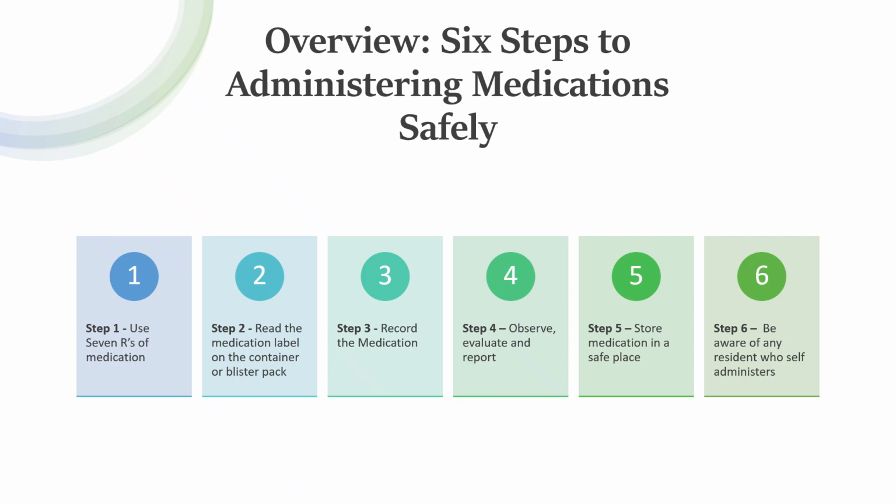Overview. 6 steps to administering medications safely. Number 1. Use the 7 rights of medications when reviewing medications. 2. Read the medication label on the container or blister pack. Step 3. Record the medication. Step 4. Observe, evaluate, and report. Step 5. Store medication in a safe place. Step 6. Be aware of any residents who self-administer.